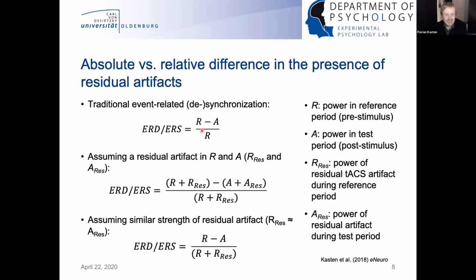If you now apply TACS, you could say, okay, power in these periods is actually a combination of the brain signal that's underlying or that participants are showing, and an artifact that we artificially impose on these signals, and then rewrite the formula. And you quickly see that this measure would be strongly biased by a residual artifact, because it cancels out here and it remains here, and this may strongly affect your results.